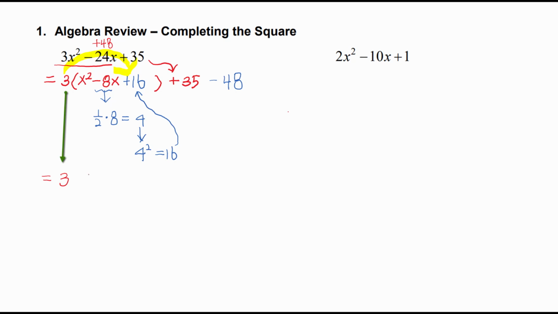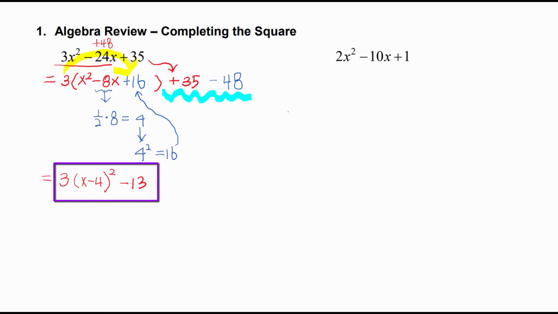3 times the quantity x squared minus 8x plus 16 becomes a perfect square, quantity x minus 4 squared, and plus 35 minus 48 becomes negative 13. And now we're done completing the square of the expression 3x squared minus 24x plus 35.